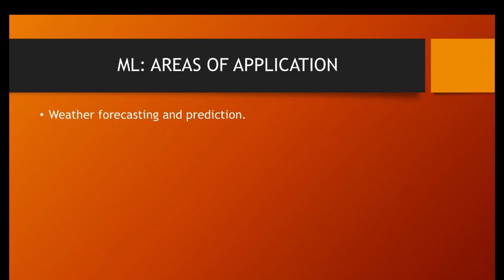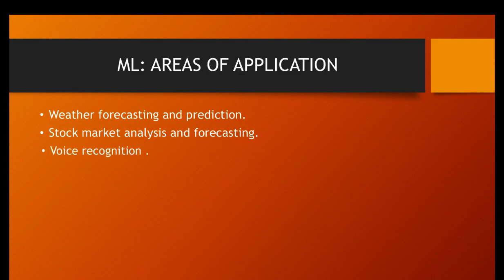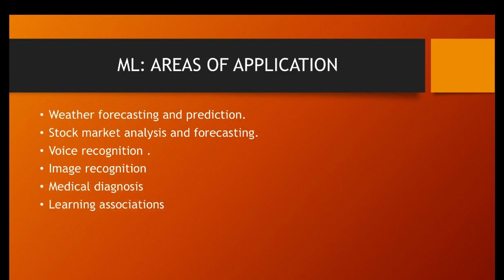Areas of application where you can apply machine learning in real life. You can apply machine learning in weather forecasting and prediction, stock market analysis and forecasting, voice recognition, image recognition, medical diagnosis, learning association and extraction of information. So these are the areas in which machine learning can be applied, and we have a lot of areas where you can apply machine learning skills.